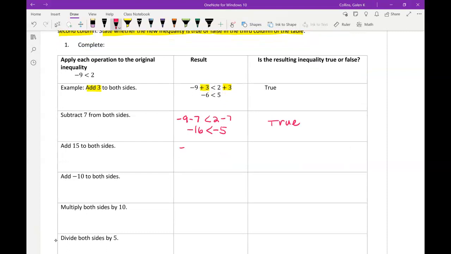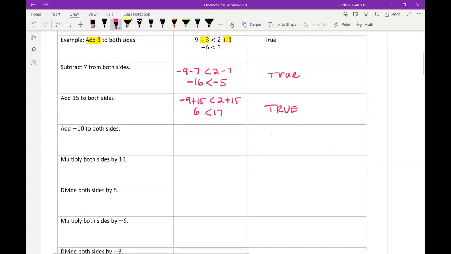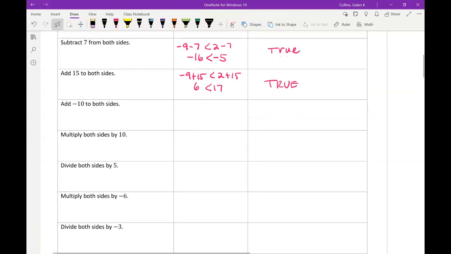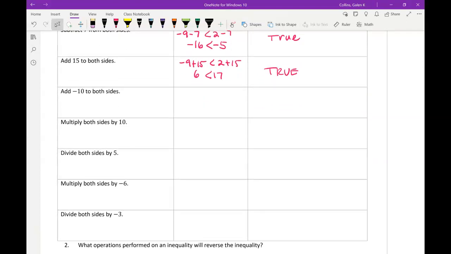All right, if we add 15 to both sides, -9 plus 15 is, let's see, was that 6? And 2 plus 15 is 17, and that is a true statement. Okay, so I'm going to kind of skip around because I'm pretty confident you could do most of these. I'm going to skip down to a multiplication one. So let's see what happens when I multiply both sides by 10. And I do expect you to do the ones I skipped.